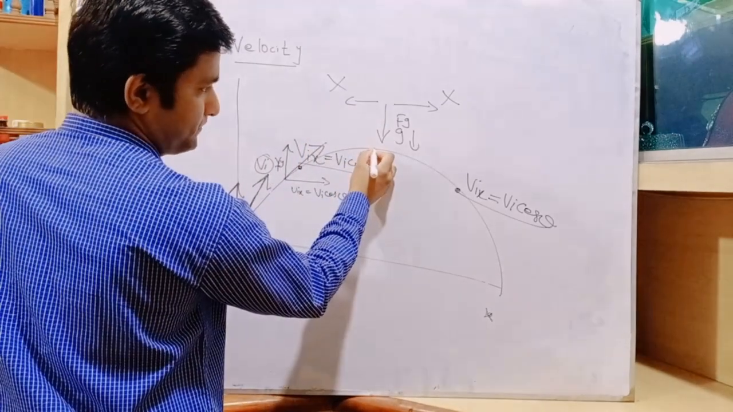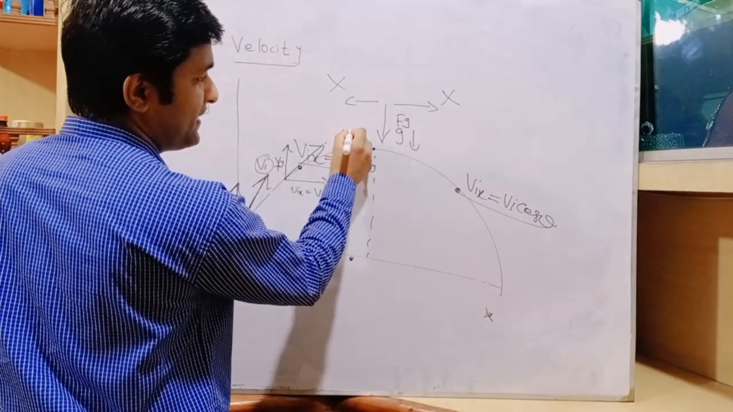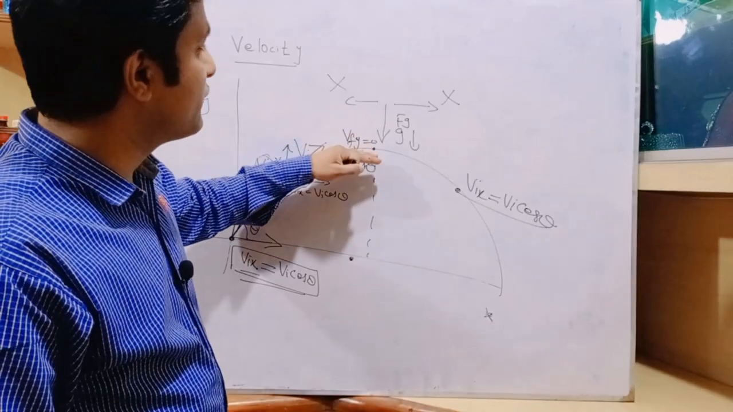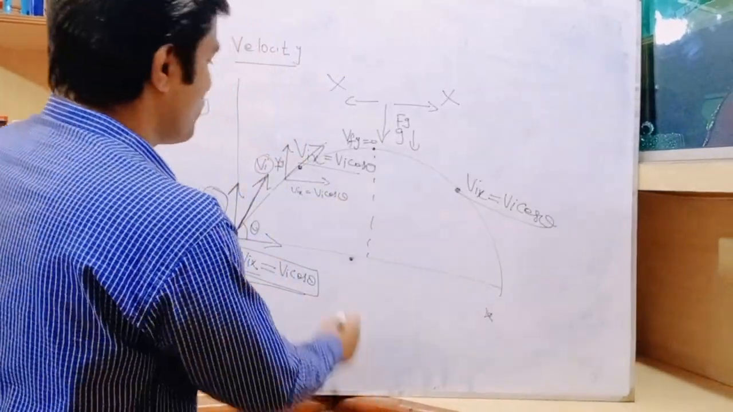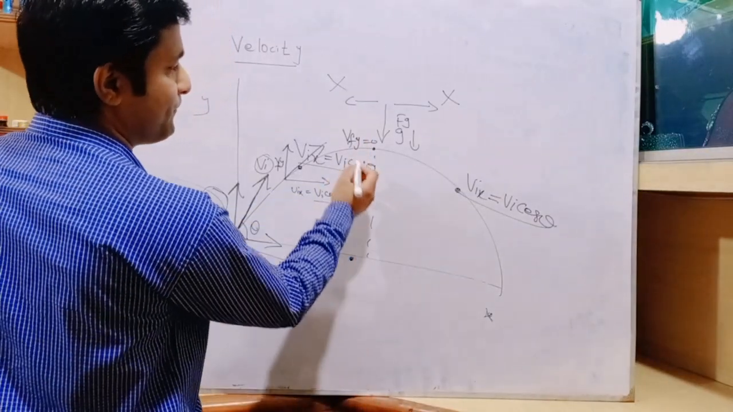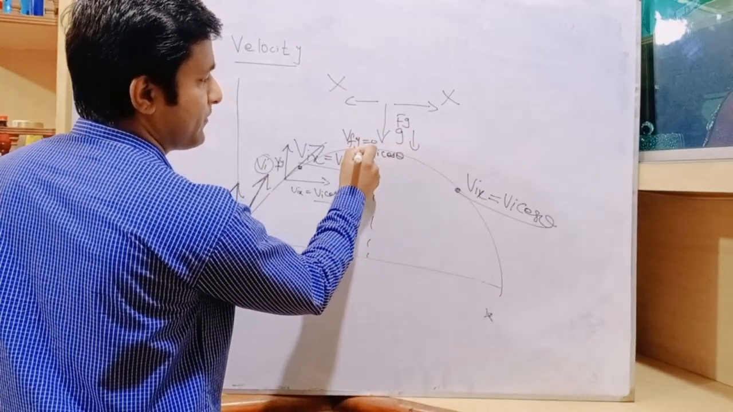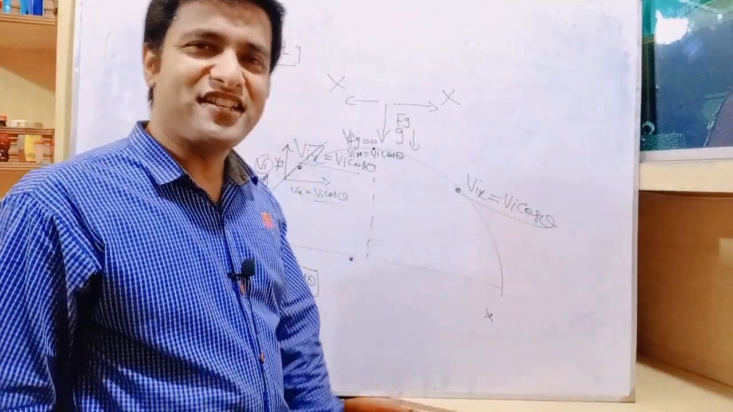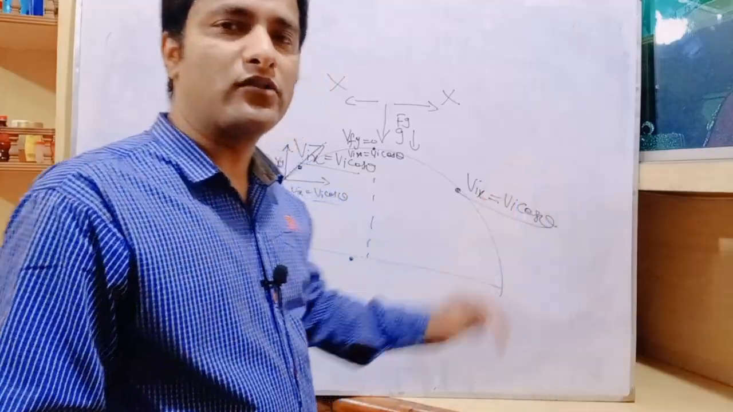And at this point, the top point, VFY, the Y component of the velocity, will be zero, because it will not move further upwards. That's why VFY will be zero. And what about VIX here? The VIX initial component will remain same. So VIX is equal to VI cos theta. It will not change, as we discussed earlier. But the Y component would be changing at every single point throughout the travel.